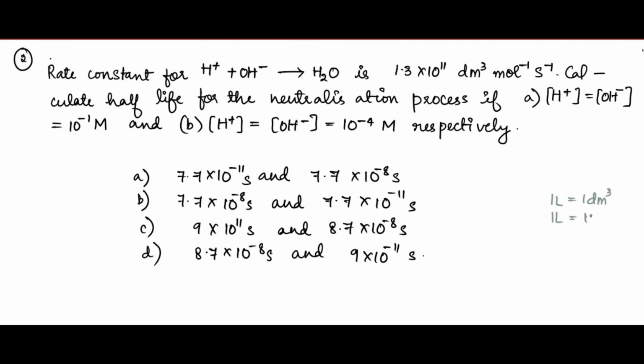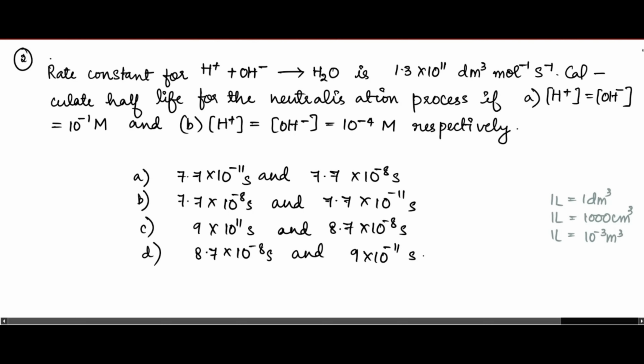1 liter is equal to 1000 centimeter cube, and 1 liter is equal to 10 to the power minus 3 meter cube. They can ask it in any direction, so you should know that conversion. Here, there is a reaction whose rate constant is given as 1.3 into 10 to the power 11 decimeter cube per mole per second. You have to calculate the half-life. Half-life is the time required for the reactant to become 50% of the initial concentration.